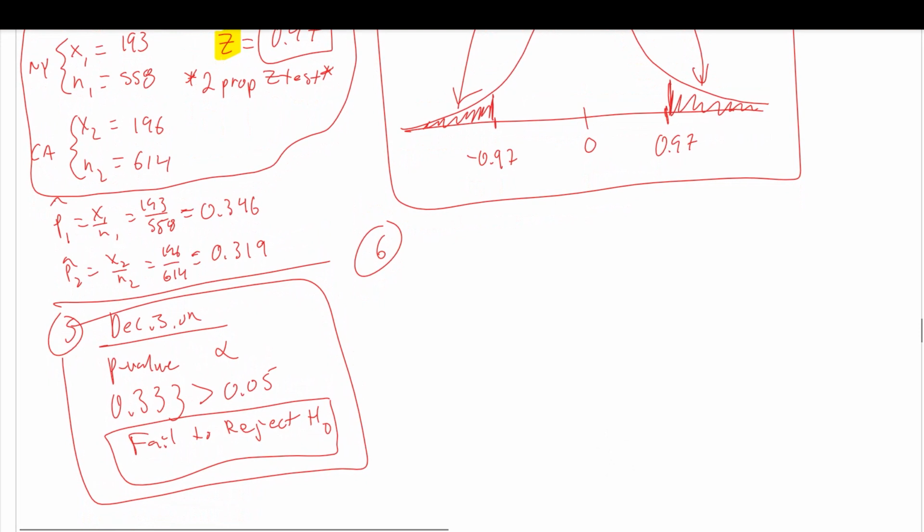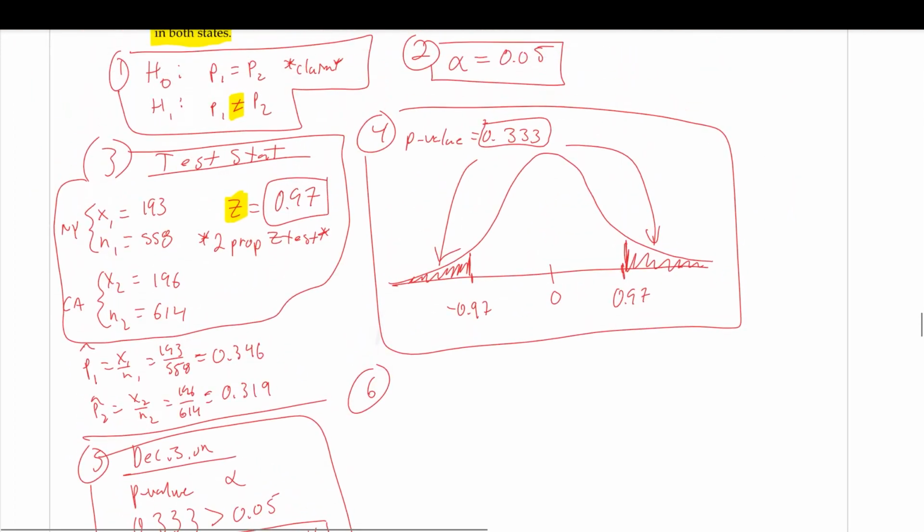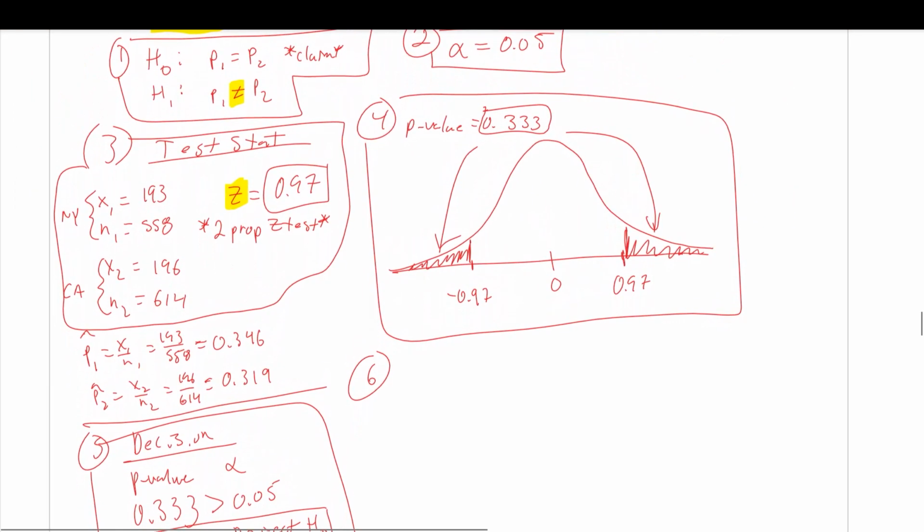Conclusion statement. Let's see if we can logic our way through this. We failed to reject the null hypothesis, so in a sense, we're saying that the null hypothesis is still true. Let's go up to step 1. If the null hypothesis is still true, that lines up with what the claim is. So the claim is essentially accepted in a way. Obviously, you don't really accept things unless you have access to all the population data. But for now, there's not enough evidence to reject the claim that p1 is equal to p2.